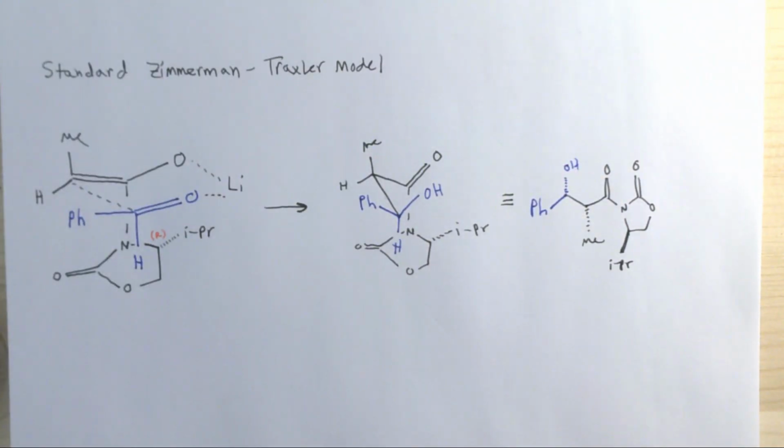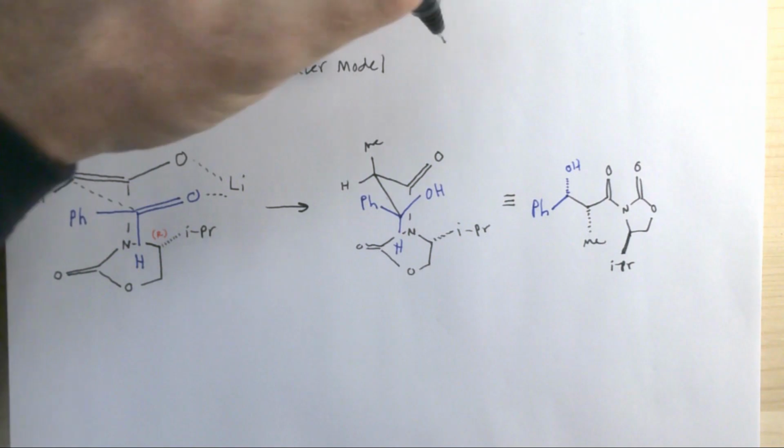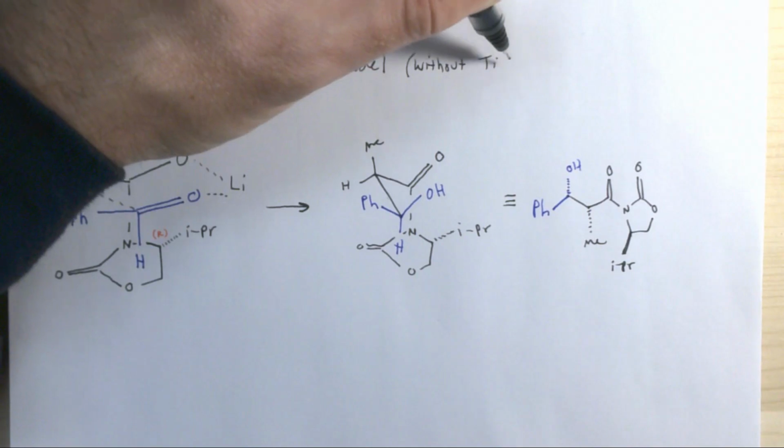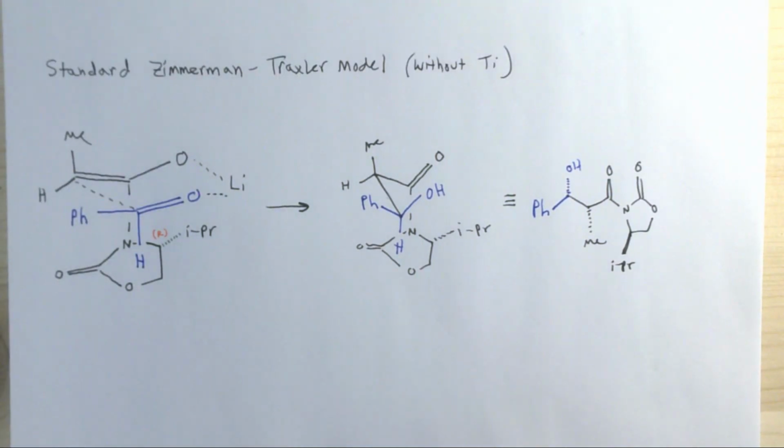Okay. Now notice in this transition state I did not invoke the titanium. So this was the standard Zimmermann-Traxler model. If we were to do this reaction without the titanium 4 salt, this would be the standard Evans aldol reaction, not the Thornton and Heathcock modification. Now, let's take a look at what happens when I add in the titanium. So, here is what happens.